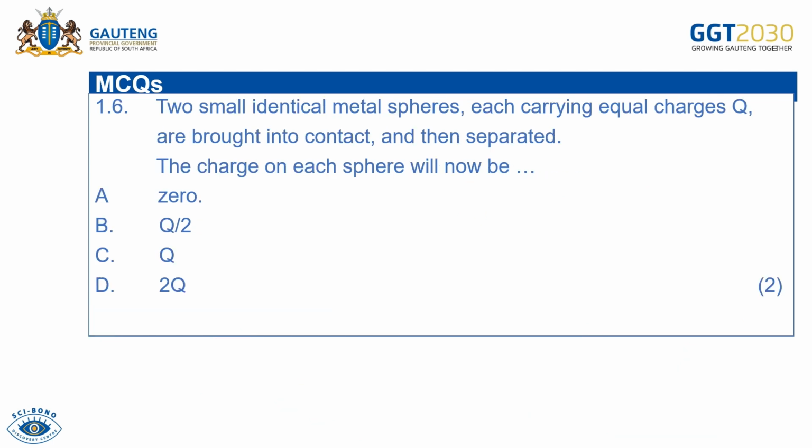Two small identical metal spheres, each carrying equal charges of Q, are brought into contact and then separated. The charge on each sphere will be now, so this is electrostatics, all right? So we are having two charges, right? So we have charge A and then charge B, and the charge on each is Q, right? Then they were brought into contact. You know, immediately when they say they are brought into contact, what must come to your mind, right?